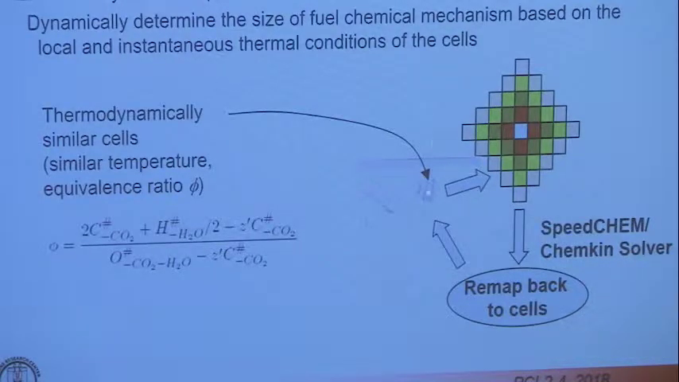The other approach is to say, well, I'm at this point in the combustion process where these reactions are just not important anymore, so I'm not going to even bother to solve them. So that's where the speed is.